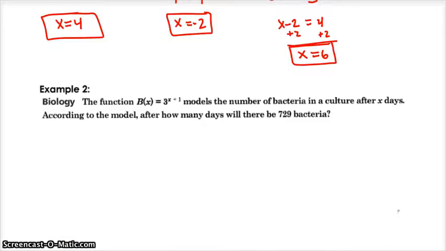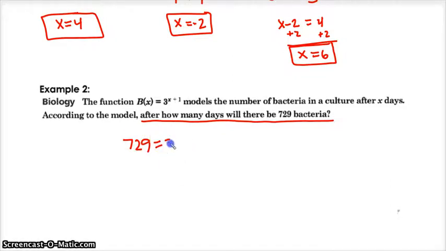Example number 2. The function b of x equals 3 to the power of x minus 1 models the number of bacteria in a culture after x days. So x represents the number of days. According to the model, after how many days will there be 729 bacteria? So we are solving for the number of days, which is x. I know that there are 729 bacteria, so I go ahead and plug that into the model.